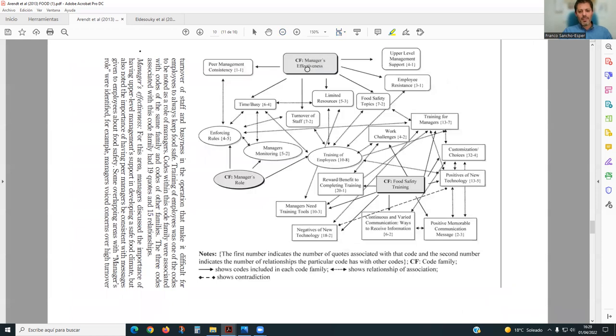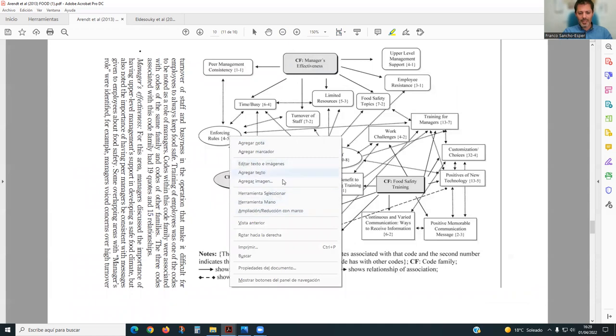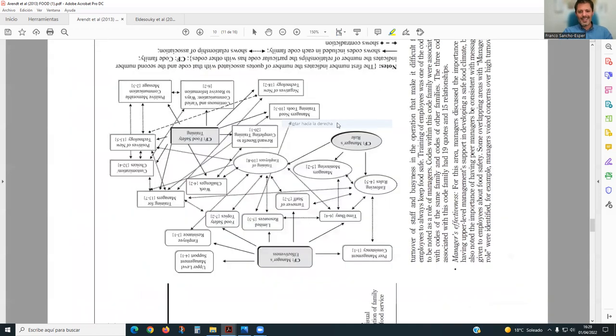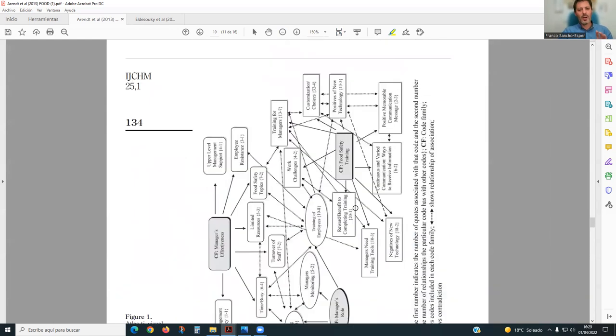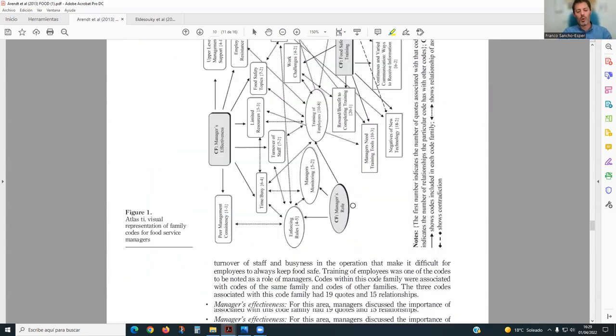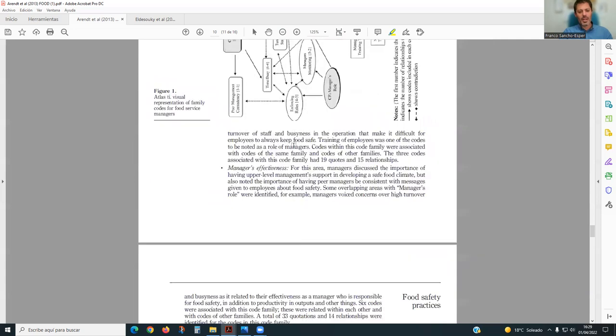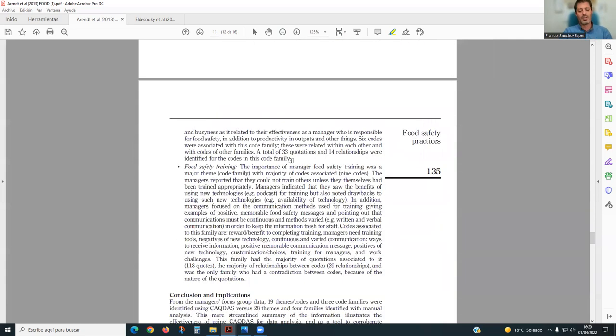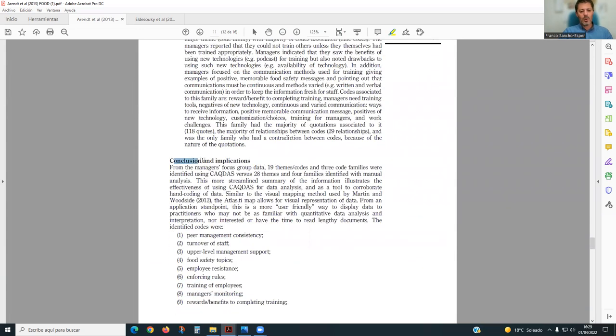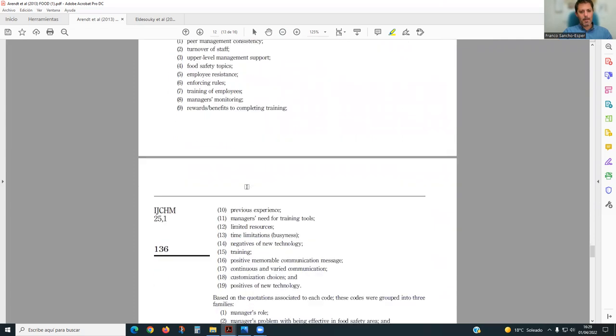So the manager effectiveness, manager role, food safety training. And there are a lot of things that are related. In our case, this is going to be different. It's going to be customer journey map, different levels, experience generator. Don't worry, be calm, because we are going to explain step by step how to create this and how to interpret this, okay? And once they have presented this information and explained the relationship between the elements, what they do is to conclude and explain the implications.